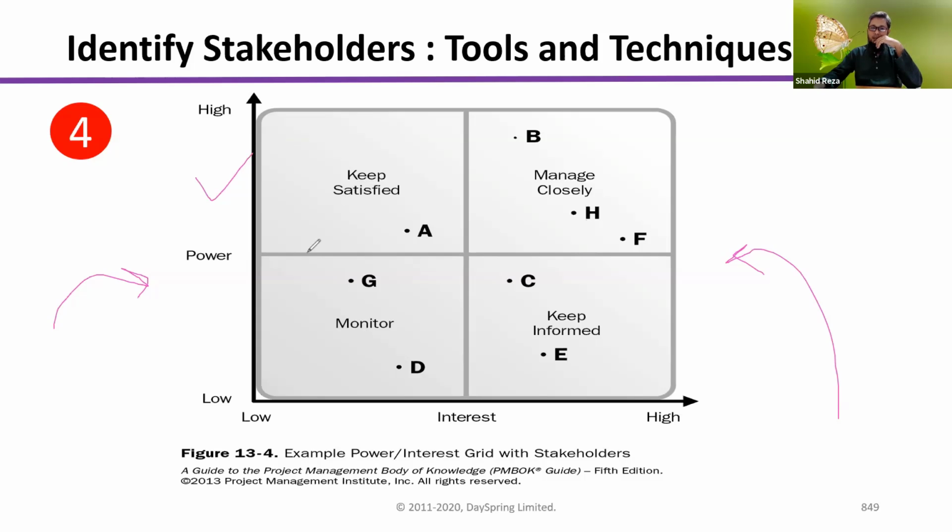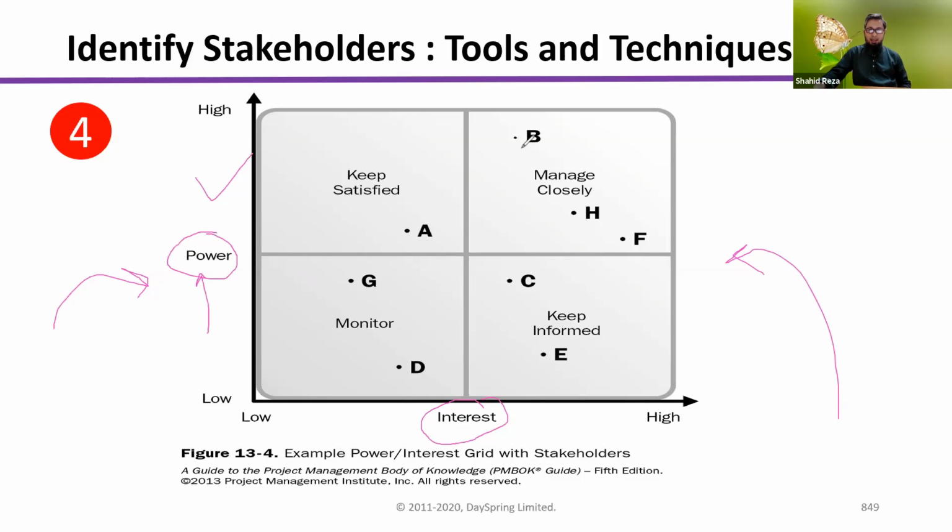Okay, see what we are doing here. This is actually a two-dimensional graph. On the x-axis we put the interest of the stakeholder, and on the y-axis we put the power of the stakeholder. Power means what? A secretary has the most power in a ministry, right? After the secretary, who has the most power? The additional secretary, then joint secretary, then deputy secretary, then senior assistant secretary. So power, and interest, meaning how much interest he has in this project.